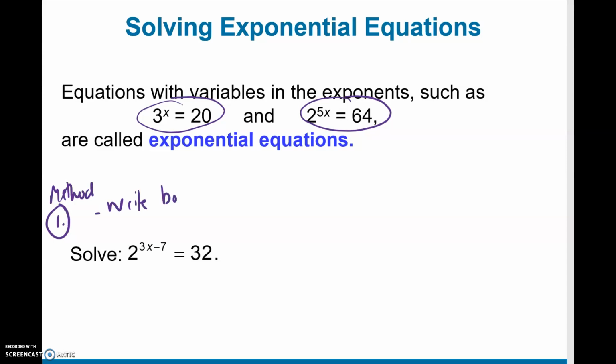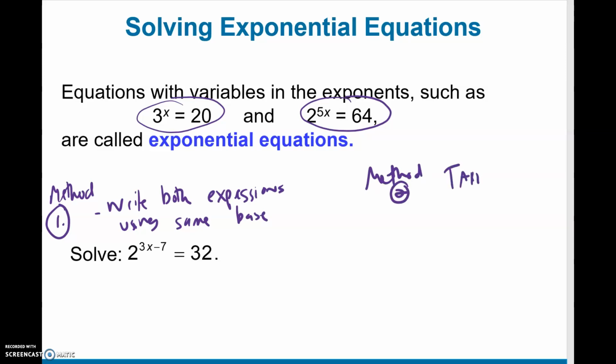Write both expressions using the same base. And then method 2, take the log of both sides. Most of the time we'll need to use method 2. Most of my examples, most of your homework will be method 2. I'll show you method 1. It's like a special case.